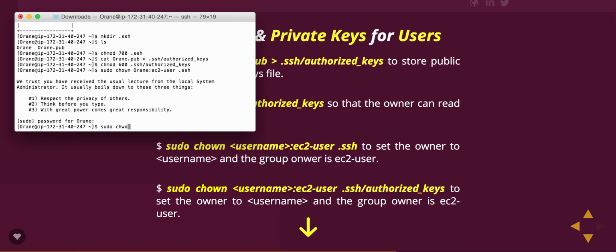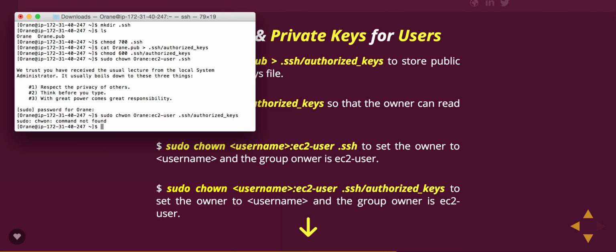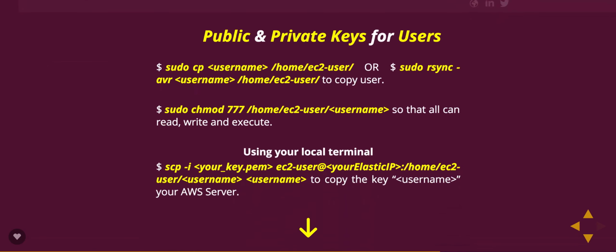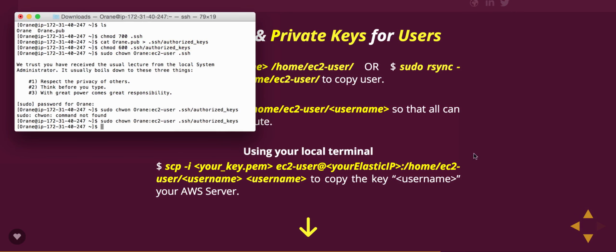So sudo chown arraign, and we're just setting this for the file in the SSH folder as well. user.ssh/out. Okay. Oops, I keep misspelling these commands. Bear with me, guys. Okay, so let's move down to the next slide. Okay, and we're getting close.